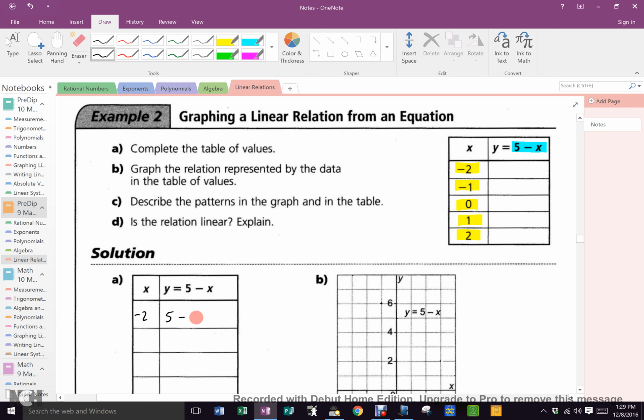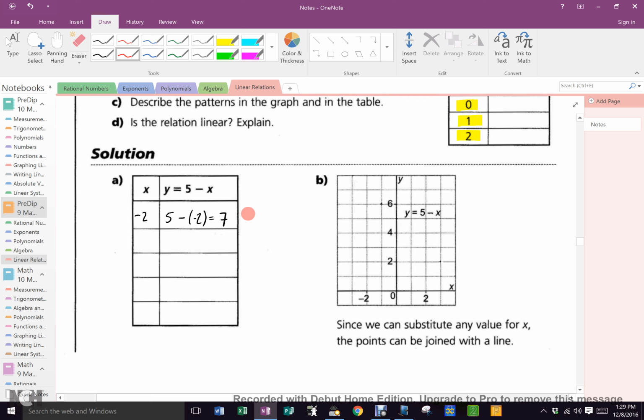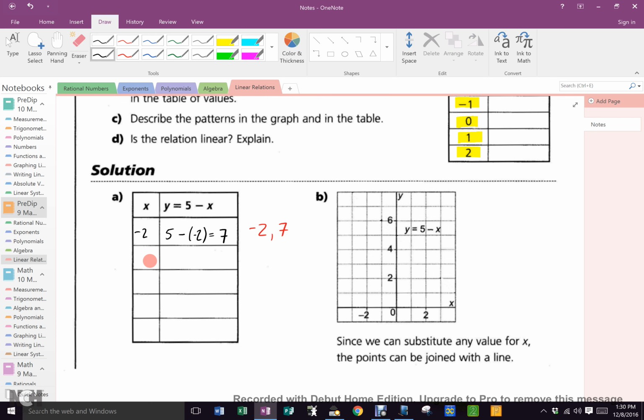5 minus what? Negative 2, which is what? 7. What then is the point that I can put on my graph? Negative 2, 7. That's the point for the graph. Agreed? Now, what's the next input? Negative 1. So that's going to be 5 minus negative 1, which is going to be 6. What's the point on the graph? Negative 1, 6.